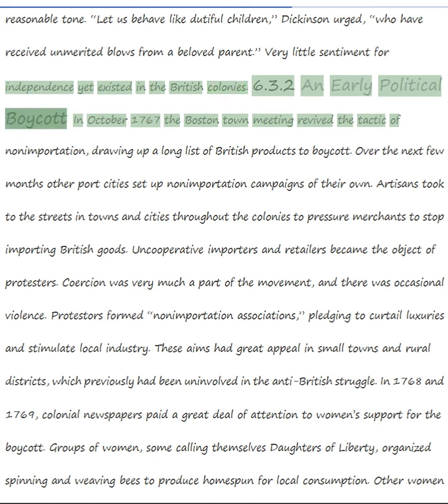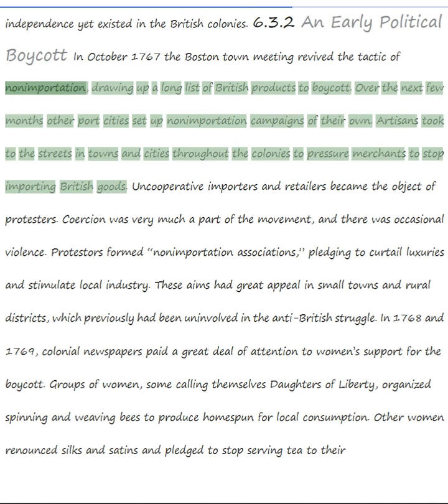6.3.2 An early political boycott. In October 1767 the Boston Town Meeting revived the tactic of non-importation, drawing up a long list of British products to boycott. Over the next few months other port cities set up non-importation campaigns of their own. Artisans took to the streets in towns and cities throughout the colonies to pressure merchants to stop importing British goods.